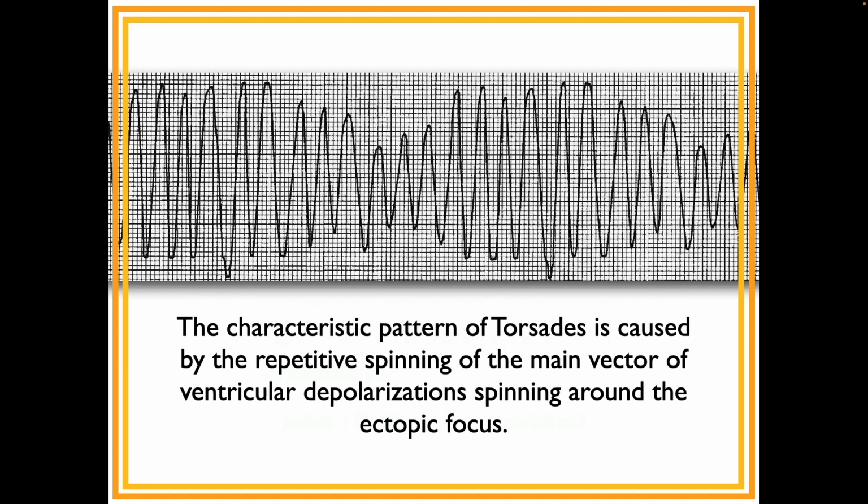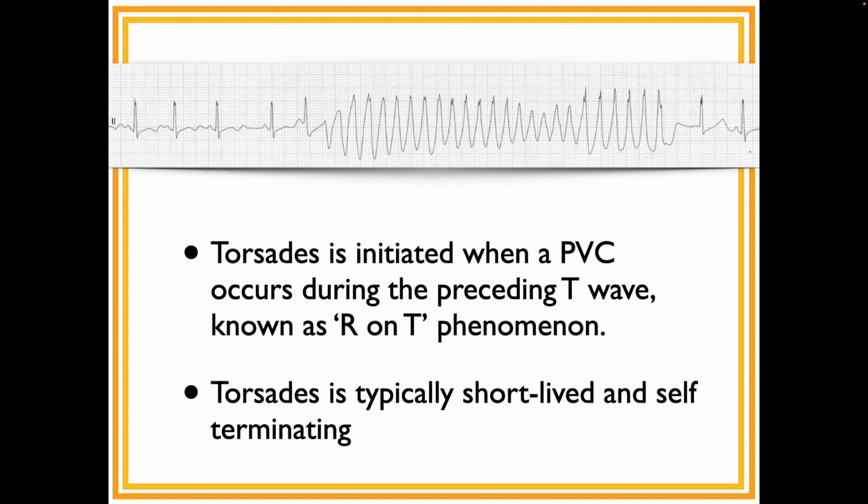So the characteristic pattern of torsades is caused by the repetitive spinning of the main vector. So what's happening is that the ventricular depolarization is spinning and shooting off these impulses in a sort of circular way around the ventricles. So what you can see here, we have a normal sinus rhythm, and you can see how the QT interval, so here's the end of the QT interval, it's quite long. And here's a PVC that occurs, and that leads right into a little run of torsades, and then it goes back into a sinus rhythm.